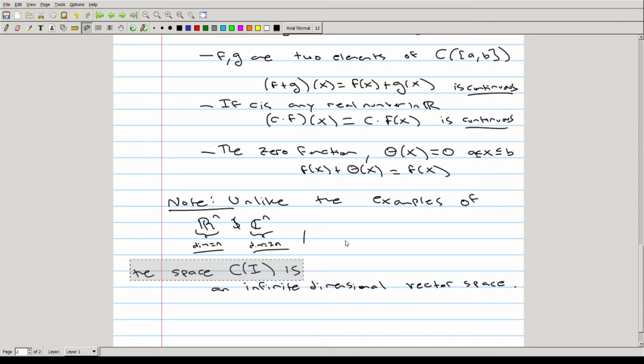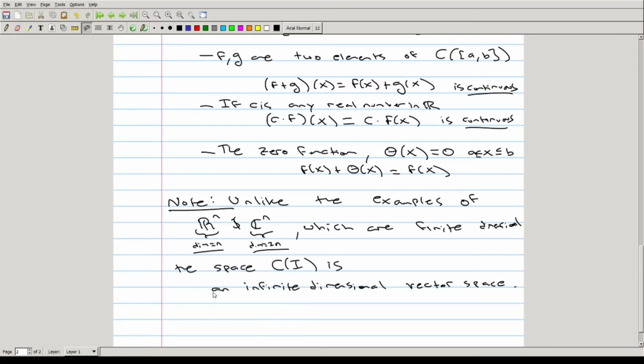But it's still a vector space. It just doesn't have a finite dimension. And it turns out that the concept of Fourier series and a lot of related concepts that we'll be talking about are very, very closely related to the idea of understanding infinite dimensional vector spaces.